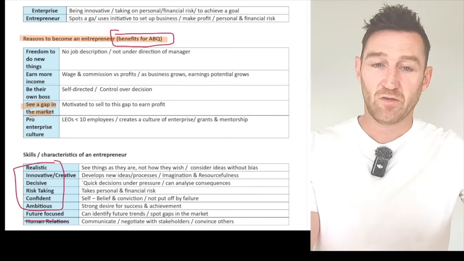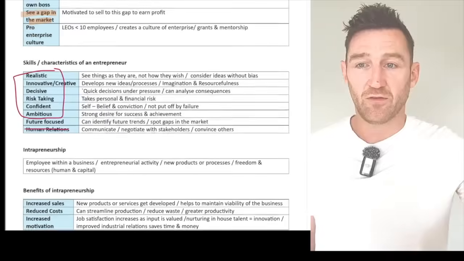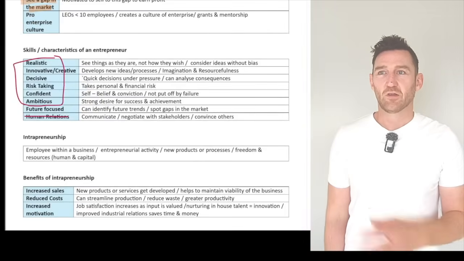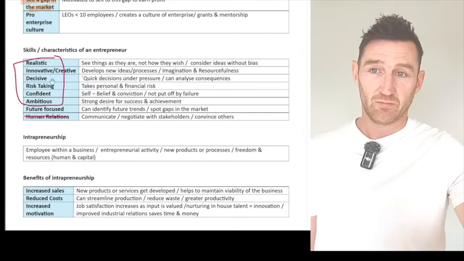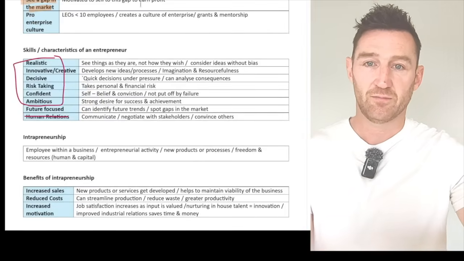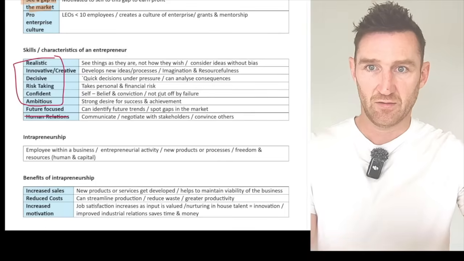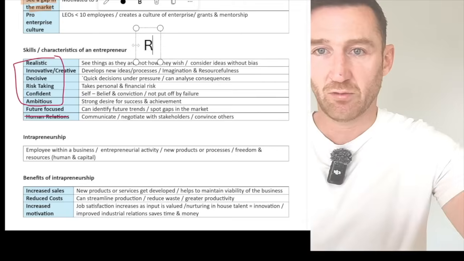With skills and characteristics, I would always start with these ones. So you can remember this sentence, right? You can take this down. And I'll tell you why I would always start with these ones.